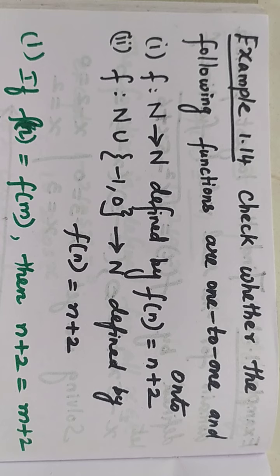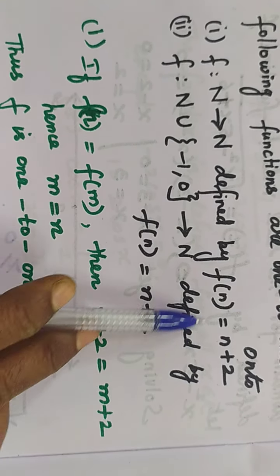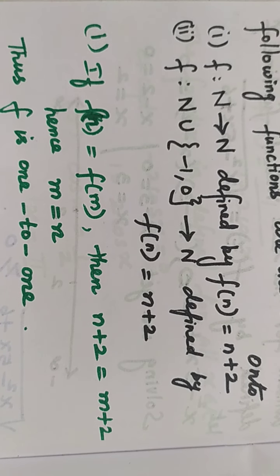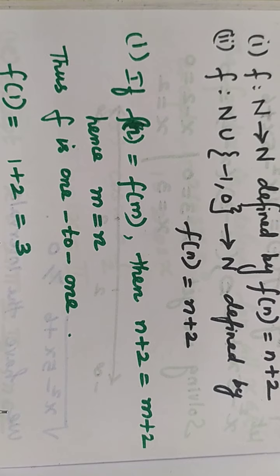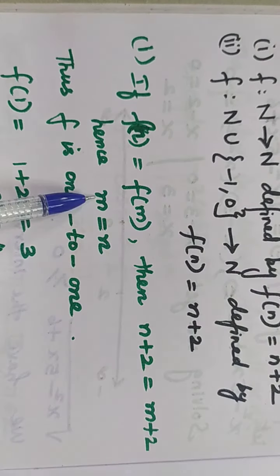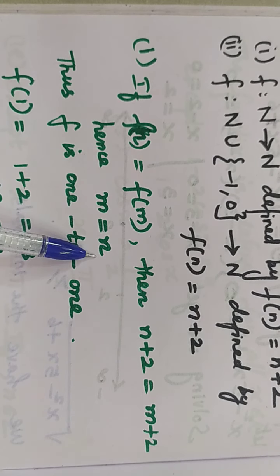Now let us move to the answer. First one, f of n is equal to n plus 2. So you know already a function is one-to-one if, when f of n is equal to f of m, then m is equal to n.